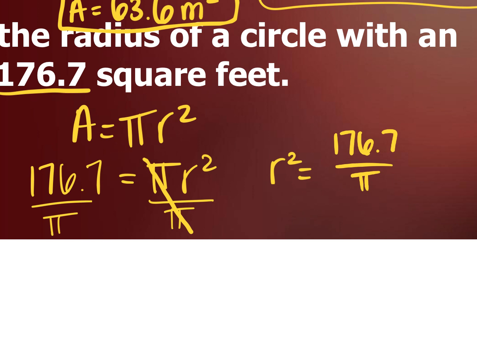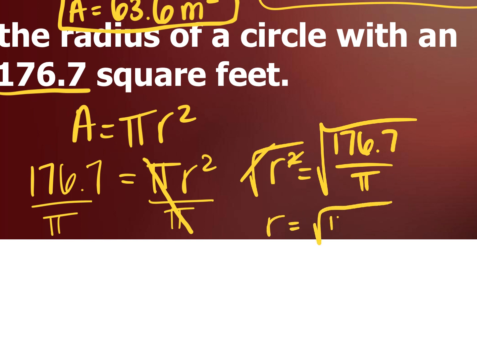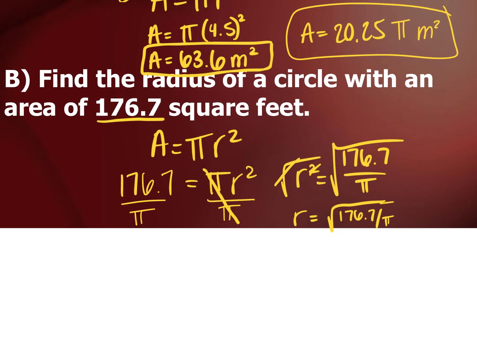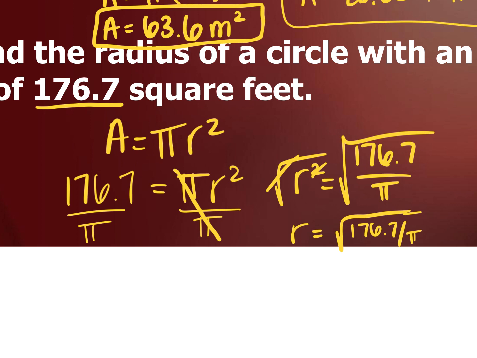Nope, don't divide. Square root both sides. Because you need to get rid of that squared on the r. Take the square root of both sides. Boom, these cancel. R is equal to, and you're going to plug into your calculator the square root of 176.7 divided by pi. And I will walk you through how you do that, okay? Let me switch over to my camera. Actually, before I do that, talk to me. What questions do we have about these steps, guys?